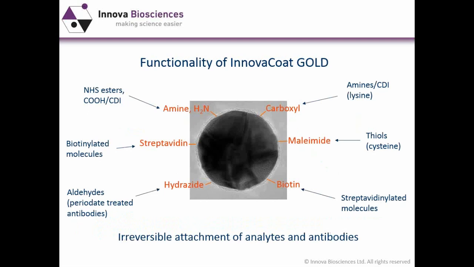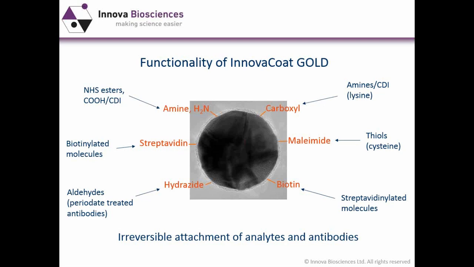Okay, these are some of the materials that we have. So here again, electron micrograph of the particle, and we've just annotated it with various functional groups. So starting from top left, amine, carboxyl, maleimide, biotin hydrazide, streptavidin, provides a whole range of possible chemistries that you can use to attach small molecules or antibodies.